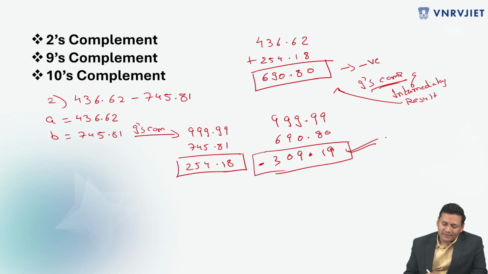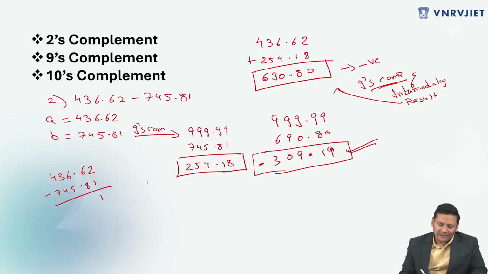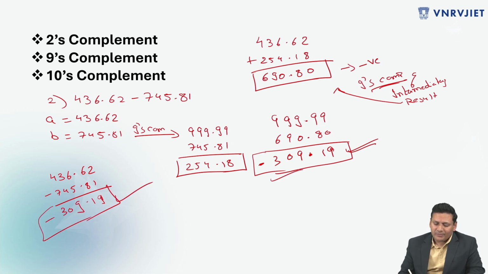Now let us check whether the answer is correct or not. So 436.62 minus 745.81. Let us check whether we are getting the same answer or not. So 436.62 minus 745.81 will be 309.19 with a negative sign, right? So now we can observe that both the answers are correct. So this is how we can do the subtraction using the nines complement method.